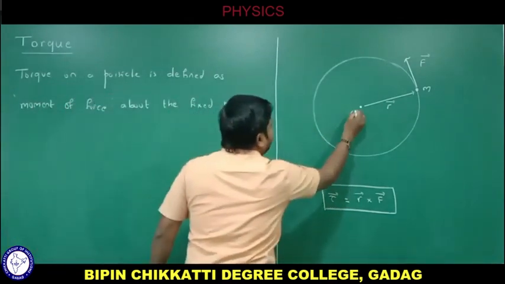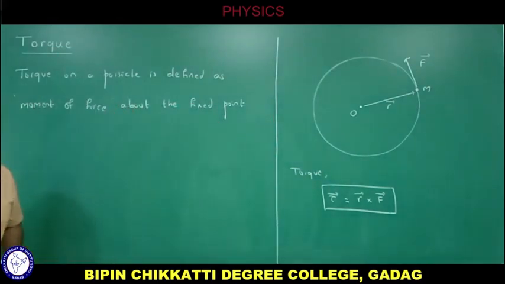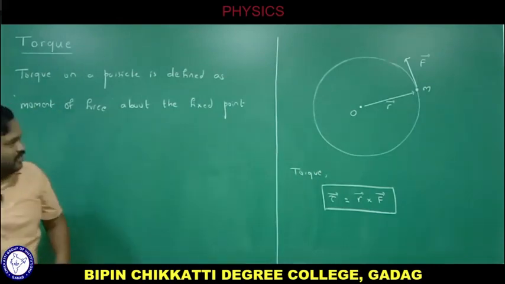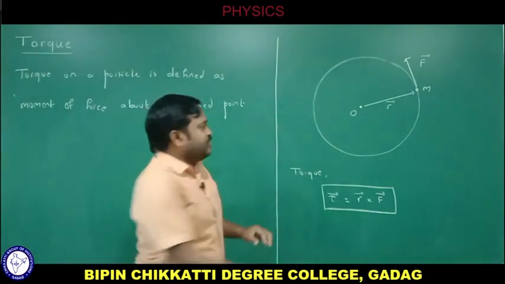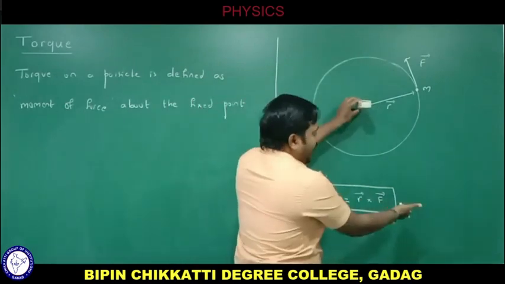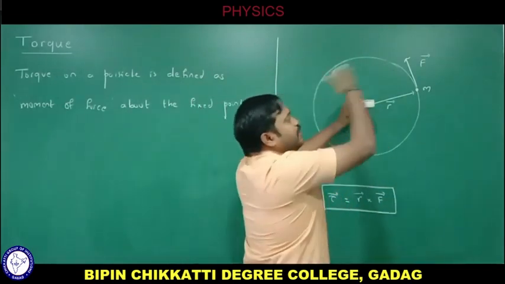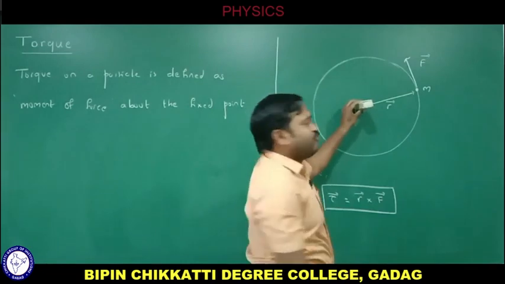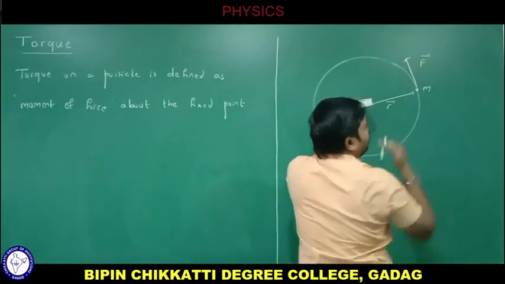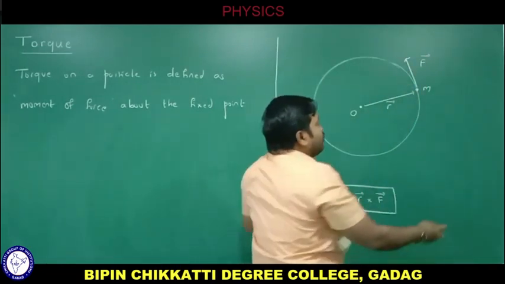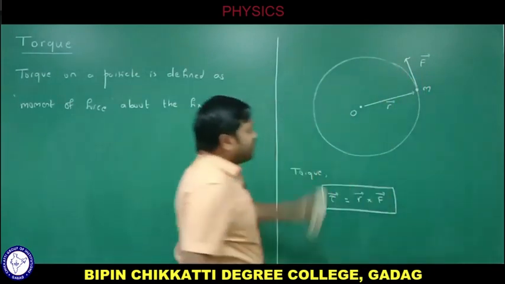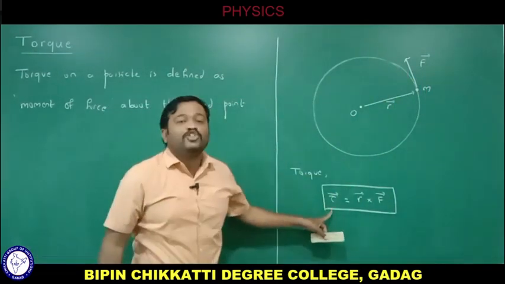Which is the fixed point here? Let me call O the fixed point. Now, torque on a particle is defined as moment of force about the fixed point. Imagine this is a disk here. This is the axis of rotation and I am just applying a force to it and it begins to rotate. Where did I apply force? At this position I applied force. So let me multiply the position vector and force, we get the torque.